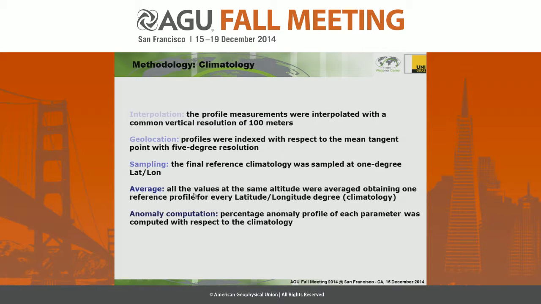Then we averaged all the values at the same altitude, obtaining one reference profile for every latitude and longitude. And finally, we computed the anomaly, which is a percentage anomaly profile for each parameter. And this is needed for understanding the contribution of the extreme event in comparison to the standard atmosphere.